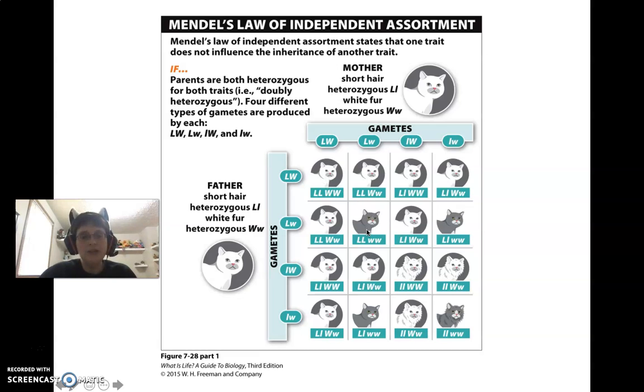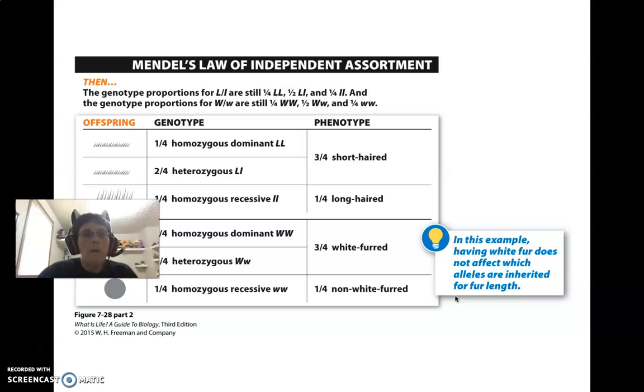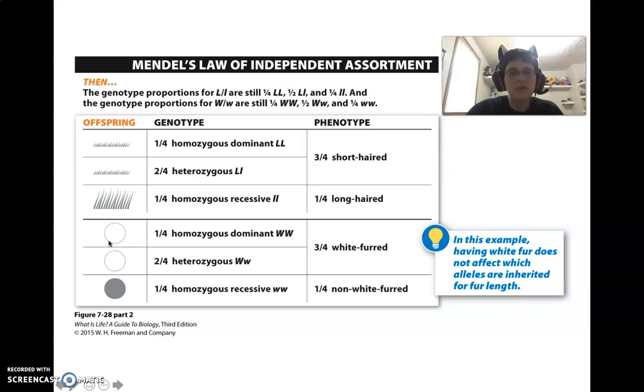You can get combinations of the short hair, gray fur, long hair, white fur, and long hair, gray fur. So this is just showing you that breakdown of what we were just looking at. So we've got different combinations of those genotypes and phenotypes. So the genotypes, we've got representatives of the homozygous dominant, heterozygous, homozygous recessive for the hair, and we've got the same for the fur.